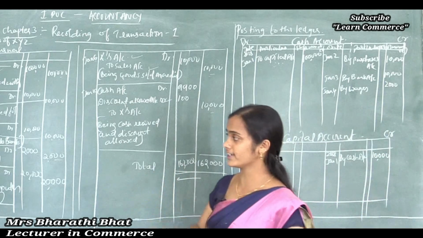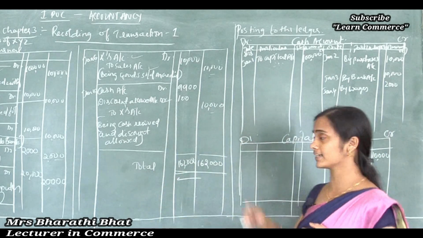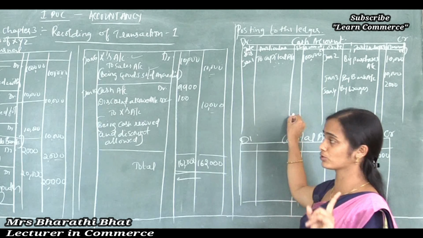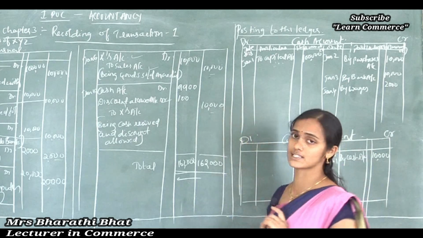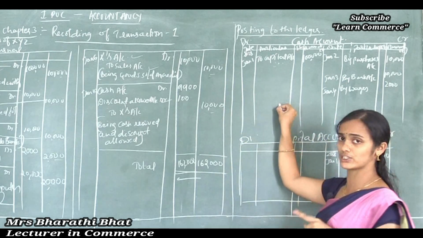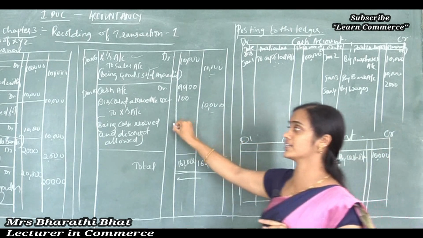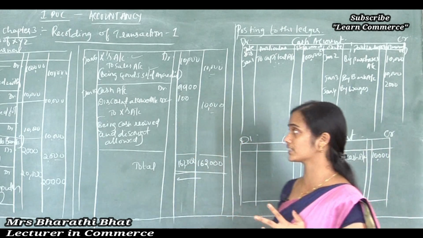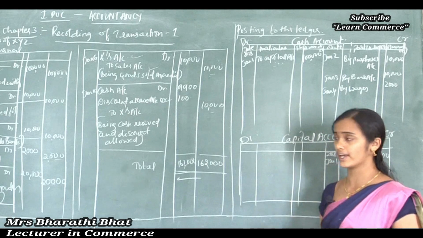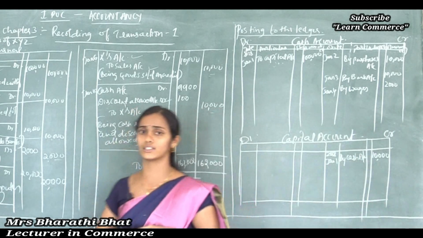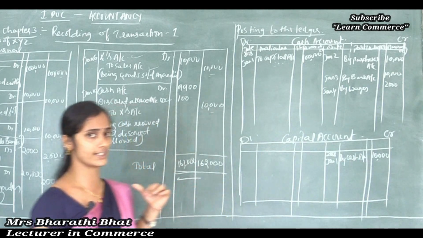Clear? And the next one is computer to bank. Is there any effect to cash account? No. And X to sales account. Is there any effect to cash account? No. And move to the next one, cash account, discount account, debited to X account. See how we can record this transaction. It is a compound journal entry, correct, right?